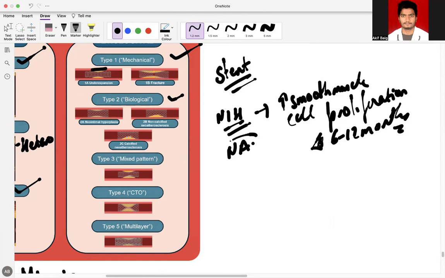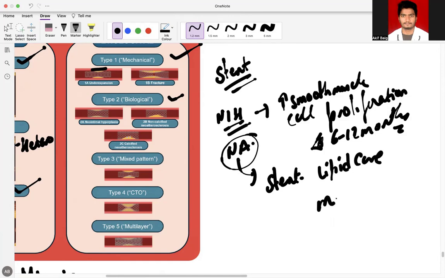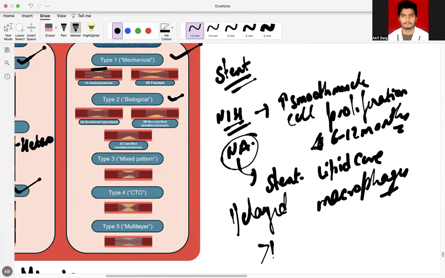And neoatherosclerosis is like a normal atherosclerosis, but it has formed within the stent. So it will contain the lipid core, macrophages and plaque, everything in this pattern. It is certainly a delayed presentation, usually seen more than 12 months after stent deployment. Other type is the mixed pattern, where a patient can have both neoatherosclerosis and neointimal hyperplasia.